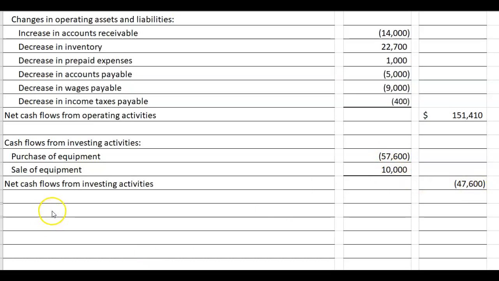So now you need to pause the video while you prepare the cash flows from financing activities section. Then start the video again to check your work.